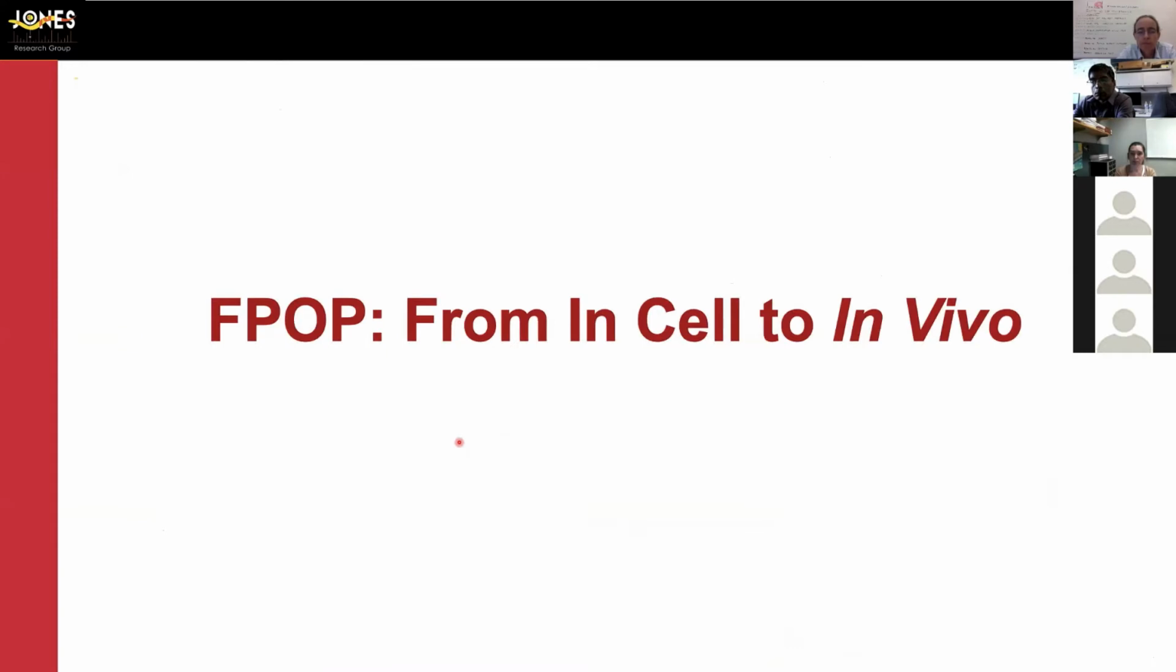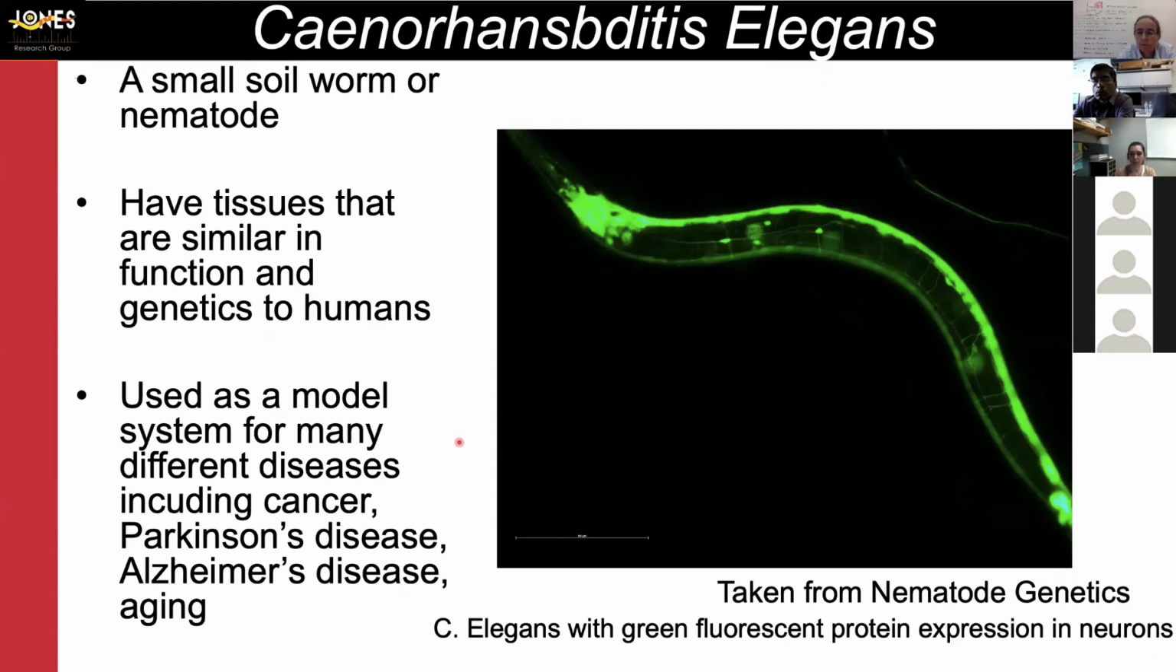We also wanted to see if we can go from in cells to actually in vivo in an animal model for human disease. For this, we chose C. elegans, which are members of the nematode family. They are used as a model system for many different human diseases, including cancer, Parkinson's, and Alzheimer's.